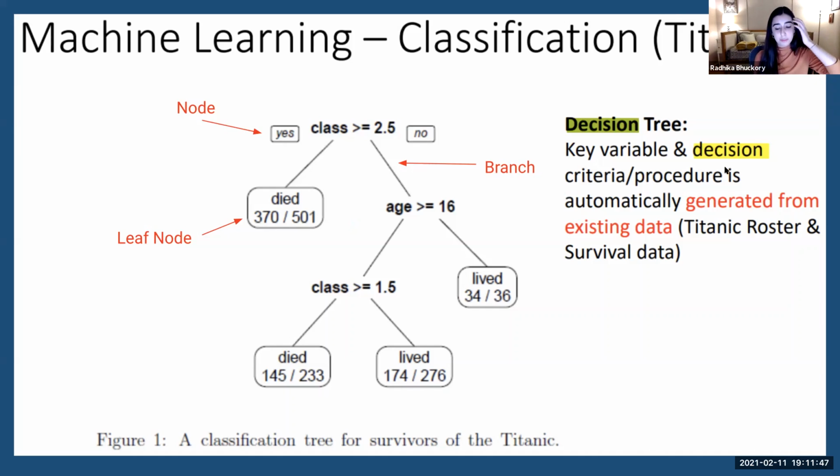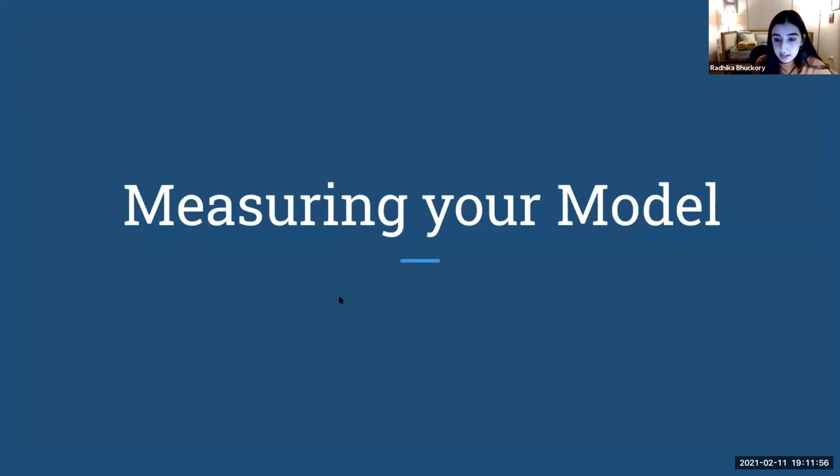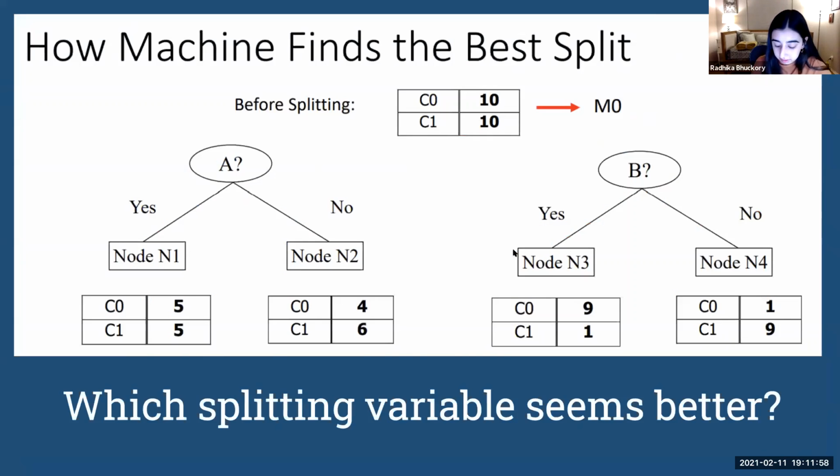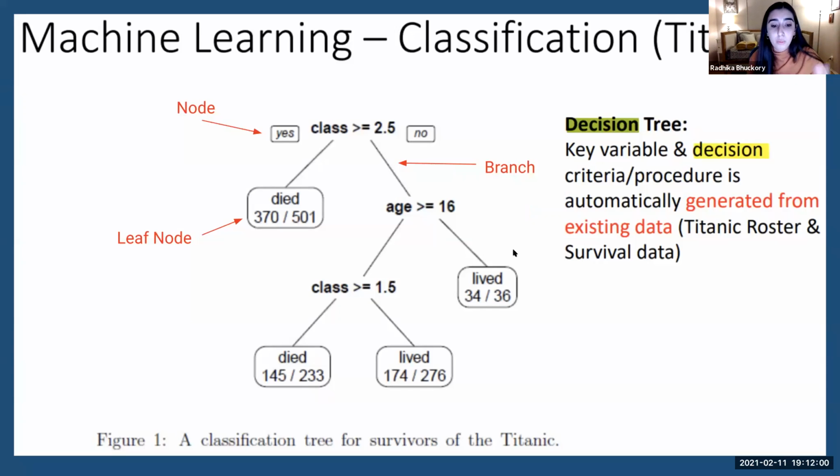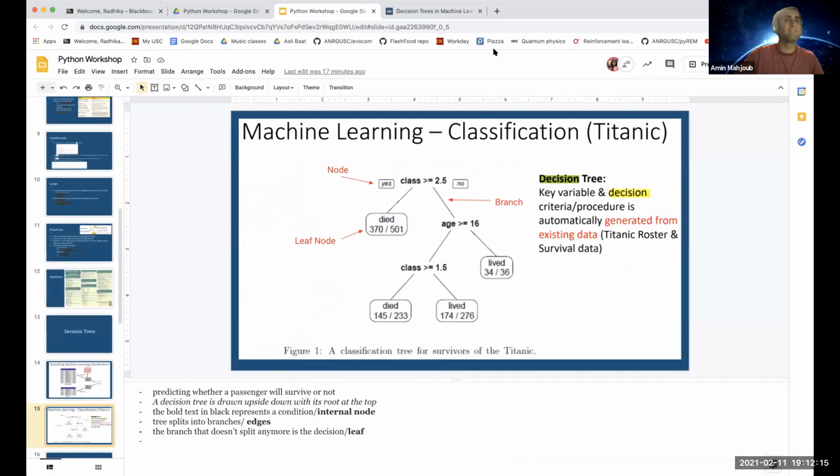Oh, and I forgot to mention, what are some benefits of even having a decision tree? Some people can participate. Why do you think it is meaningful to have a decision tree in the first place? Anyone jump in? To make decisions. Yes, to make decisions.